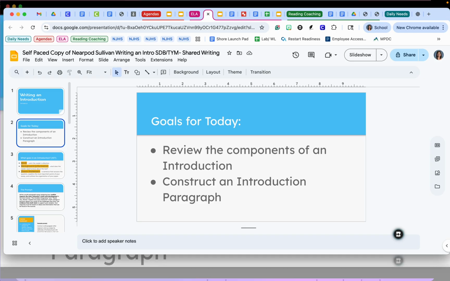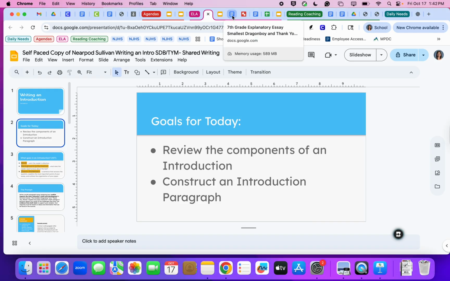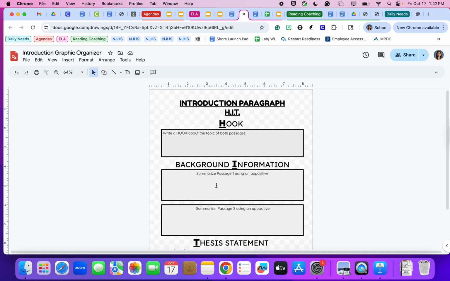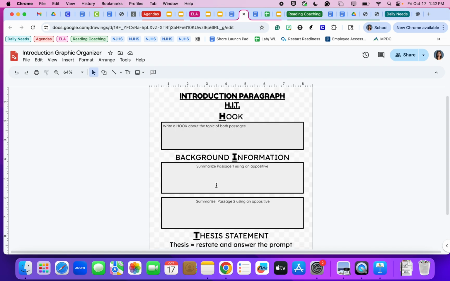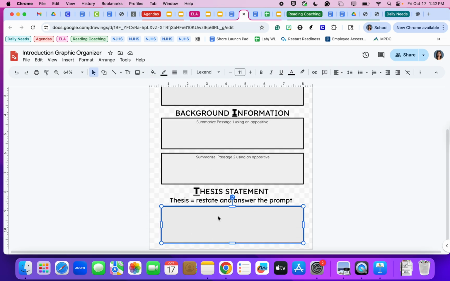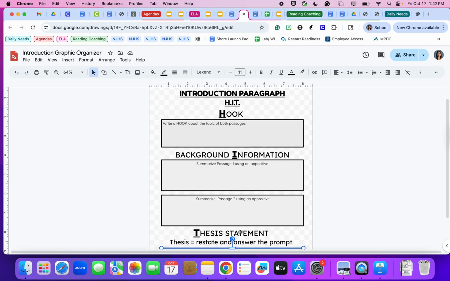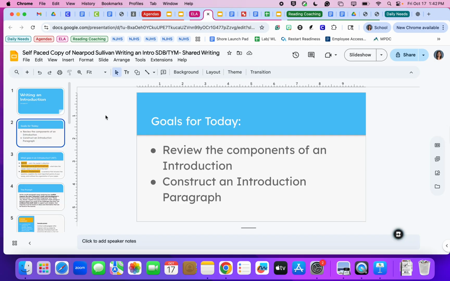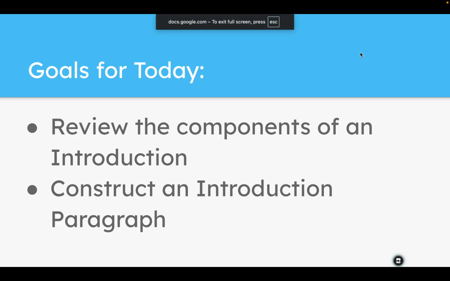To construct the introduction paragraph, you are going to use your graphic organizer that was passed out to you. What we will do with this graphic organizer when you get to the activities is we're actually going to start with the thesis statement and then work our way up. So before we begin, I would like to see what you already know about writing an introduction paragraph. So answer the question on the next activity.